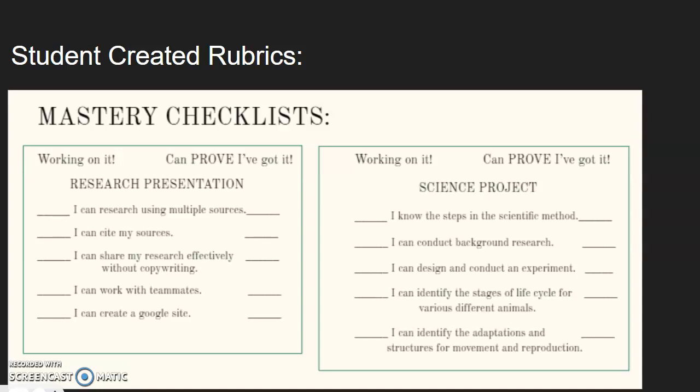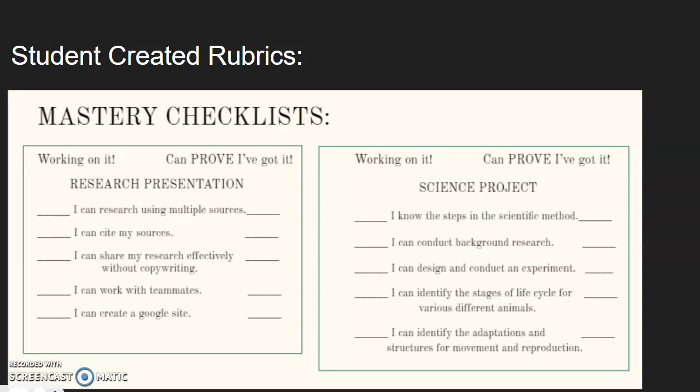They get to mark if they're still working on it, or they get to initial that they can prove that they've got it, and then they need to do just that. They need to prove it to me that they've got it. In this, they listed out under research: I can research using multiple sources. I can cite my sources. I can share my research effectively without copywriting. I can work with teammates, and I can create a Google site.